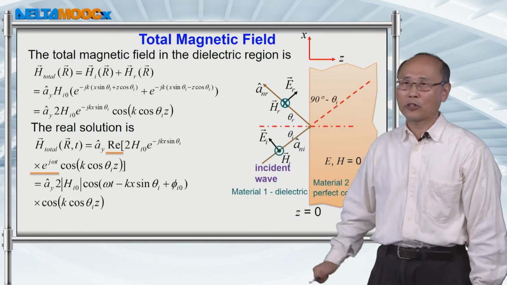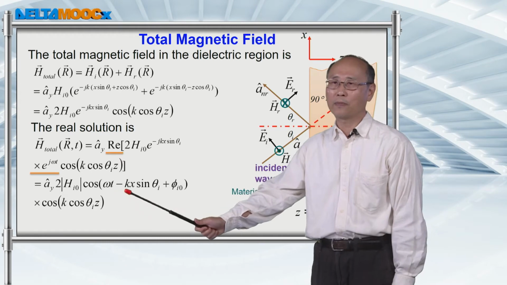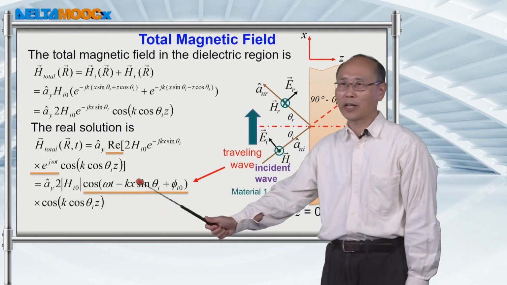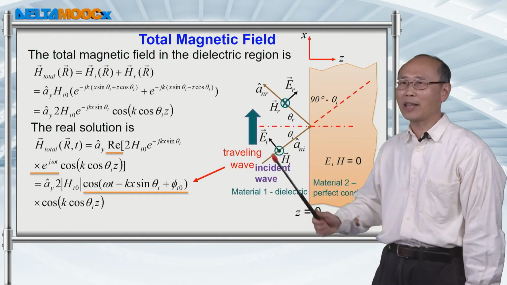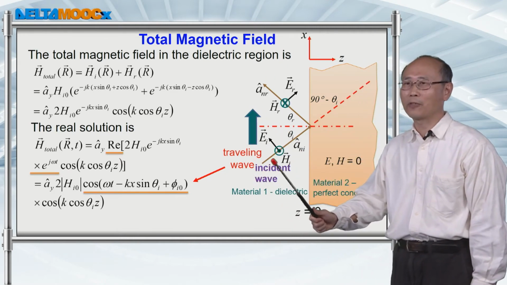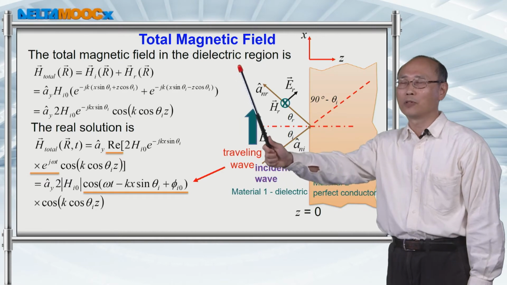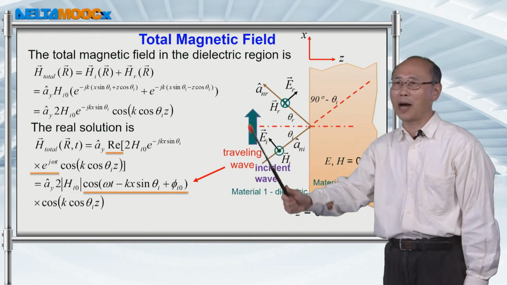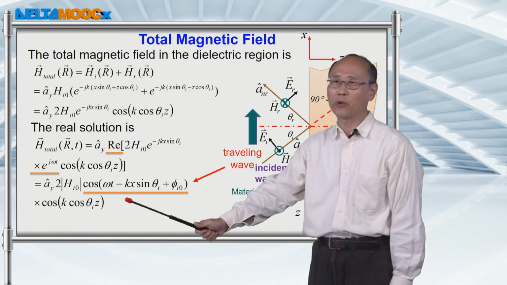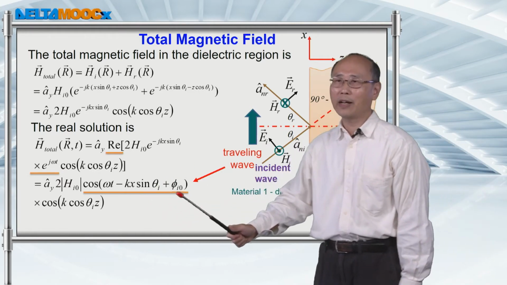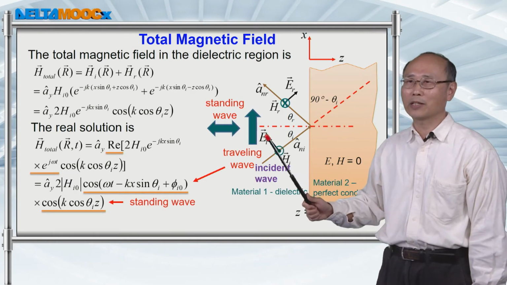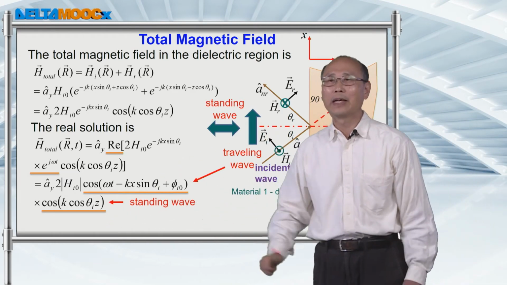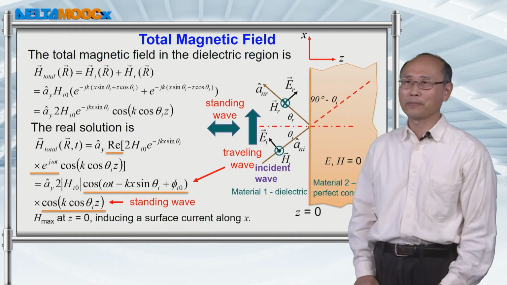This real expression has two terms. The first term tells you a traveling wave along the x direction. And that is because you send a wave from the bottom and then reflect it upward. So you can see that there's a component of the energy propagating upward. Therefore, you have a traveling wave along the x direction. On the other hand, along the z direction, you form a standing wave because this term is independent of time.